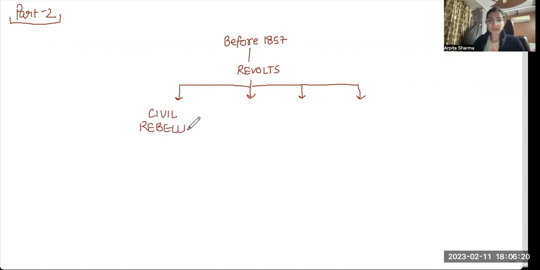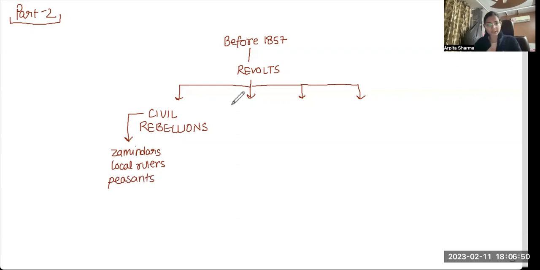Civil rebellion means those rebellions, or you can say those uprisings, which came from the side of zamindars or the local rulers. So here civil rebellions involved zamindars, who were protesting against the Britishers. Local rulers were protesting against the Britishers. And then there were peasants who were protesting against the Britishers. These are the civil rebellions.